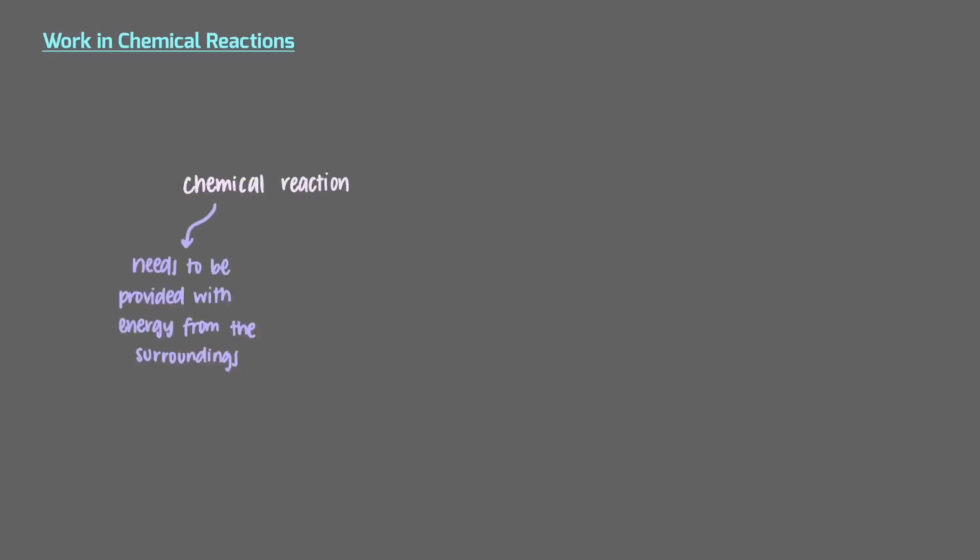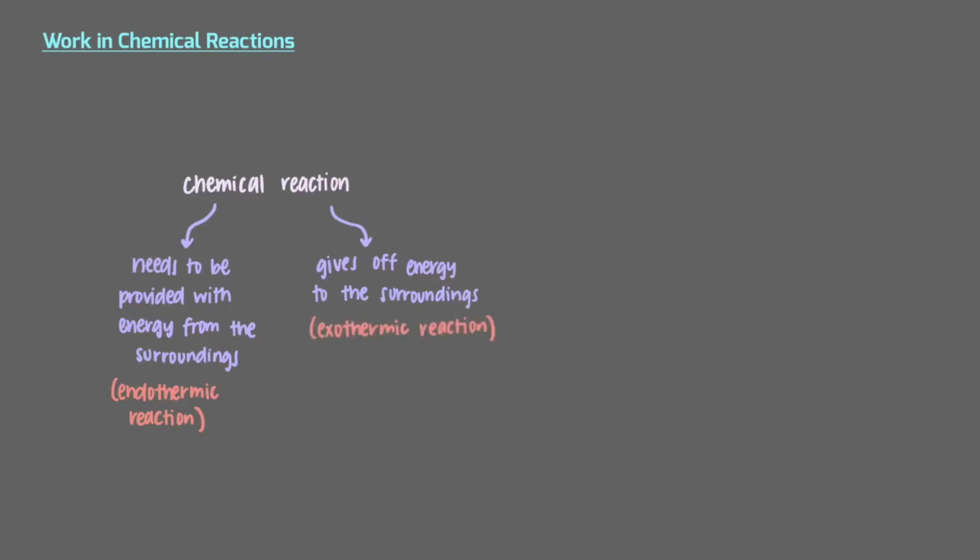In a previous video, we discussed the transfer of energy between a system and its surroundings. When a chemical reaction takes place, it either needs to be provided with energy from the surroundings to fuel the reaction, an endothermic reaction, or it gives off energy to the surroundings, an exothermic reaction. There are two ways in which energy can be transferred between the system and the surroundings: heat and work. We'll focus on work in this video.